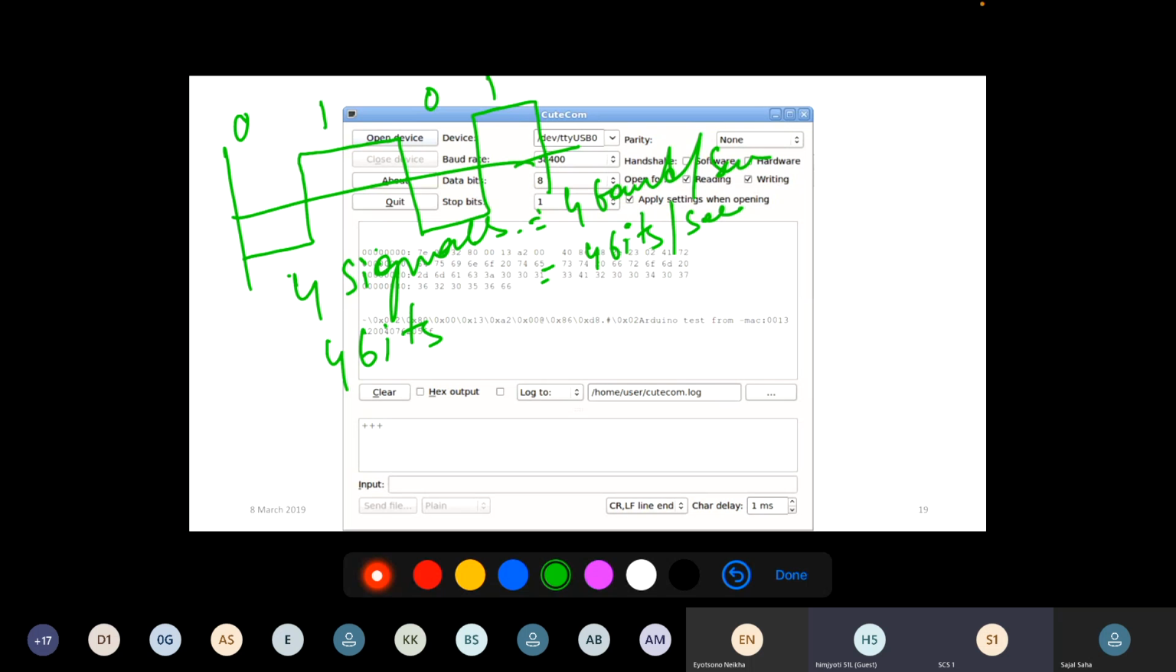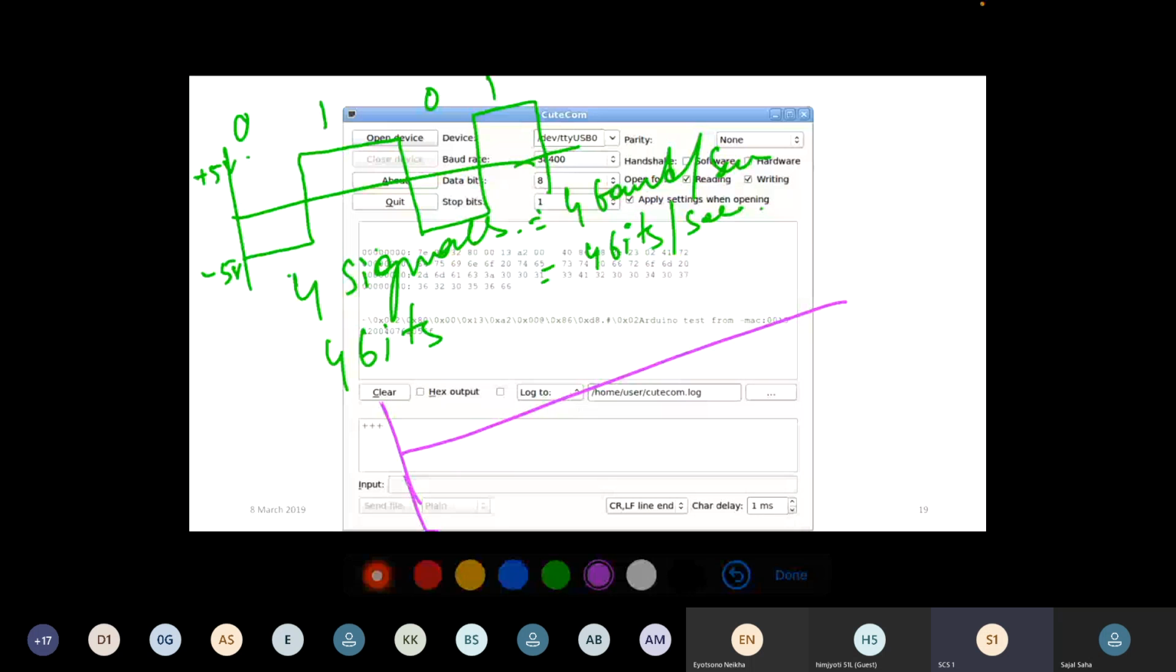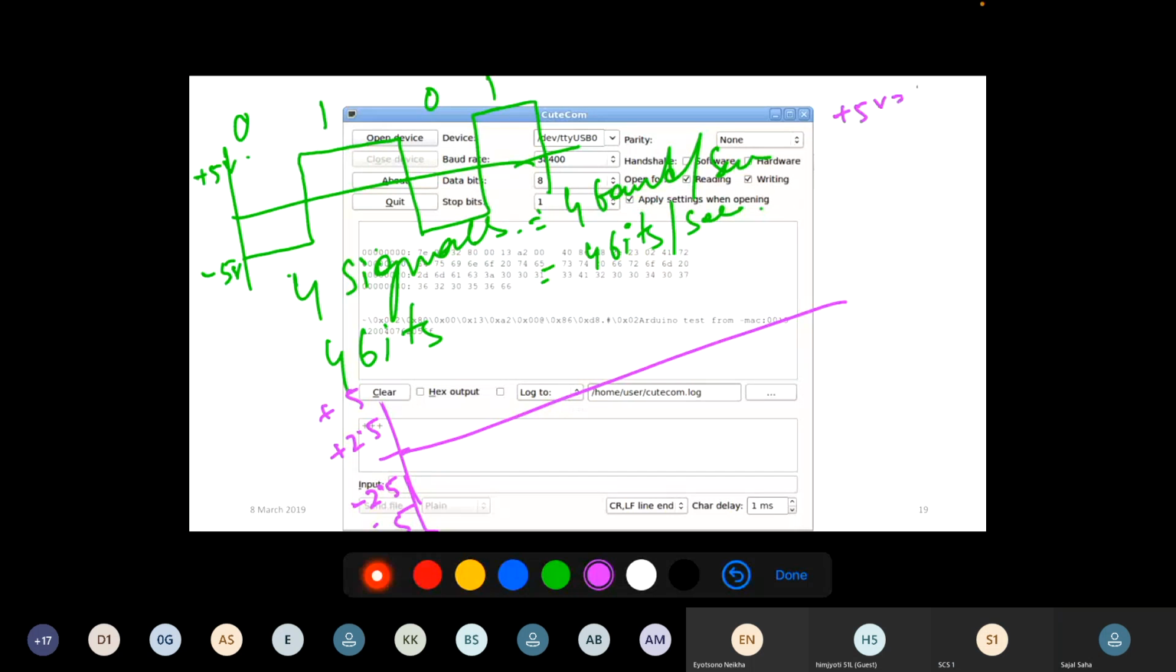Now, what I have done is that here minus 5 volt I have considered as 0, and plus 5 volt I have considered as 1. Now I am changing the representation policy. I will consider that in between minus 5 volt and plus 5 volt there are 4 voltage levels: plus 2.5 volt, minus 2.5 volt, plus 5 volt and 0 volt. Okay, so I will represent plus 5 volt as 1 1, plus 2.5 volt as 1 0, minus 2.5 volt as 0 1, and minus 5 volt as 0 0.